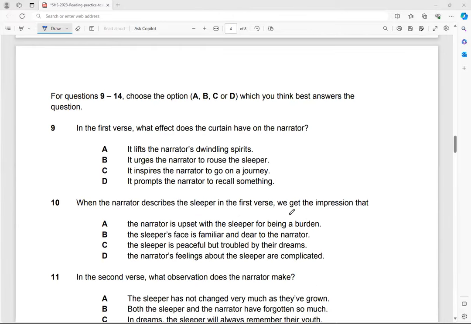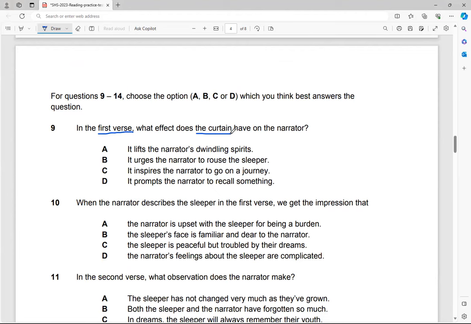Question 9 asks us, in the first verse, what effect does the curtain have on the narrator? In the question, we're going to highlight or underline keywords. For example, the first verse tells us where to look. Question 9 is telling us to look in the first verse for our answer. What effect does the curtain have? So the curtain has some sort of effect on the poem's narrator.